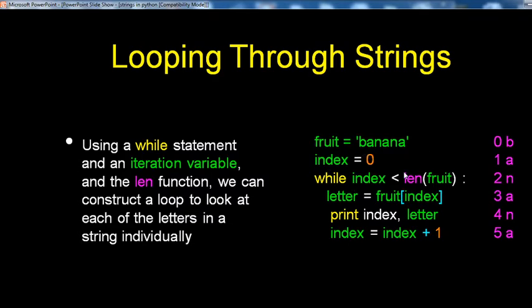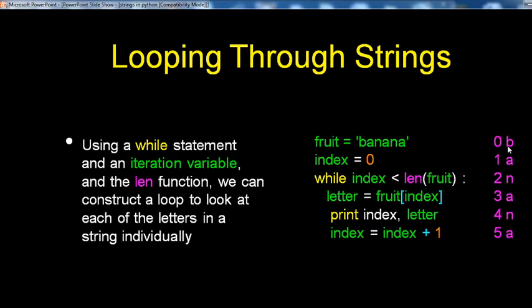So we use a while loop. What is the condition? While index is less than len of fruit, letter equal to fruit[index], every time taking the character at that index, then print letter. Then index equal to index plus 1, jumping to the next.